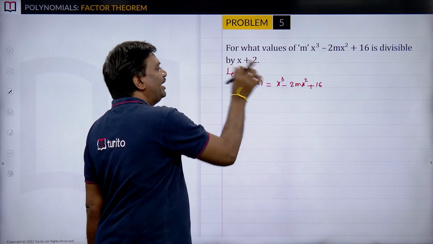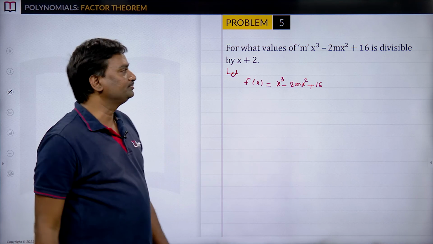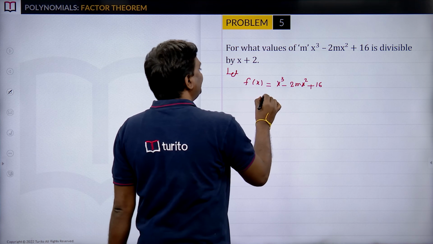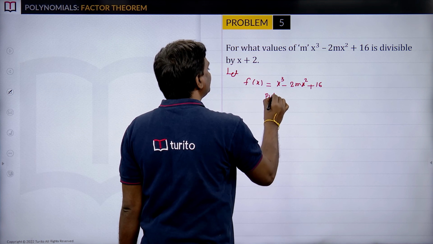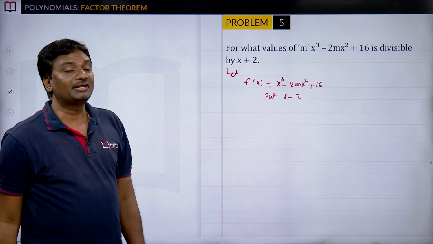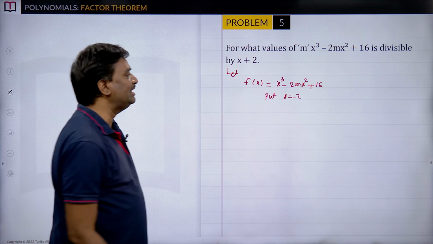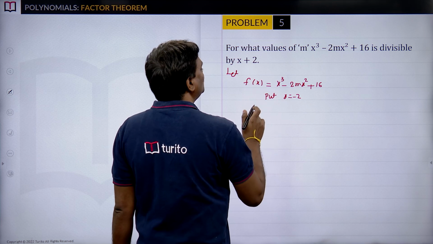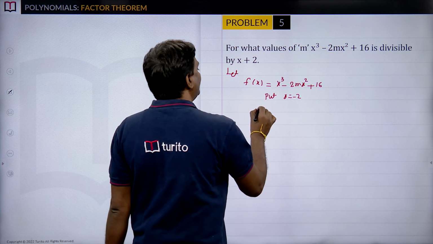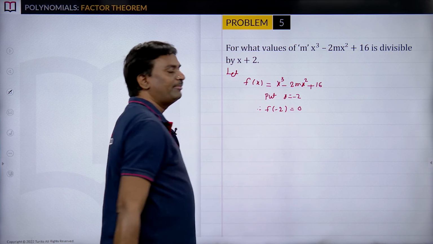Since we are dividing by x plus 2, we can take x equal to minus 2. So in place of x, by writing minus 2. We are dividing by x plus 2 means we can say x equal to minus 2 is the zero, or x plus 2 is a factor. So put x equal to minus 2, then you will get f of minus 2 equal to 0. So f of minus 2 equal to 0.